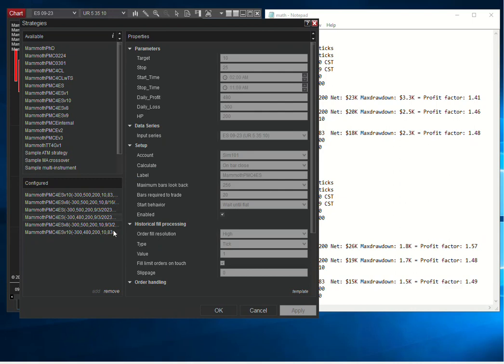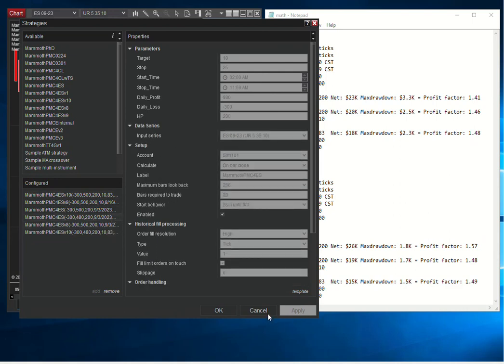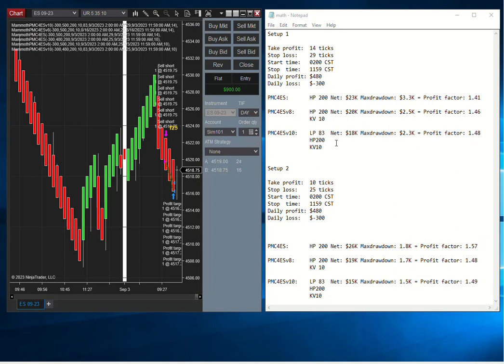The bottom three strategies means the ES, the original, and version 8 and version 10. For these three strategies, the target is 10 ticks and the stop loss is 25 ticks. As it is, I had it written down right here on the notepad, plain text, so it's easy, because that's what I use for many things.